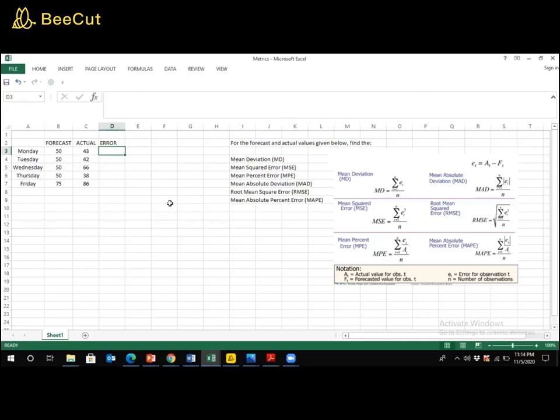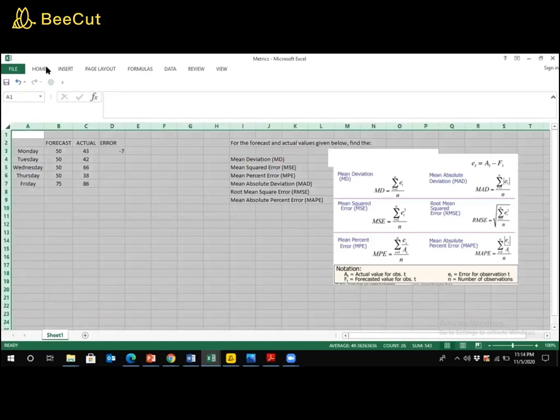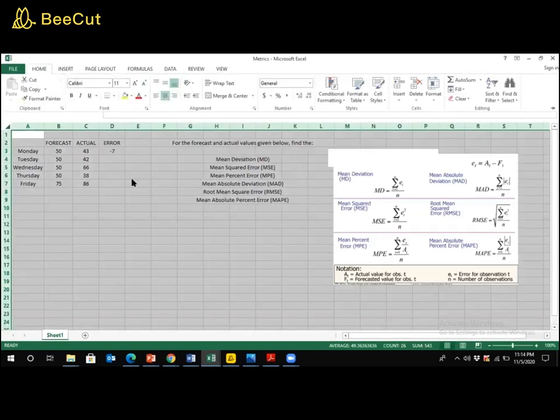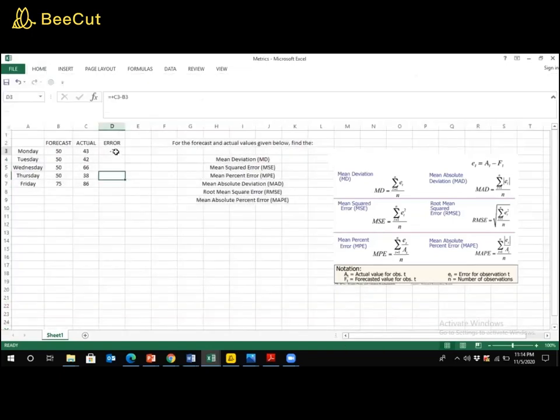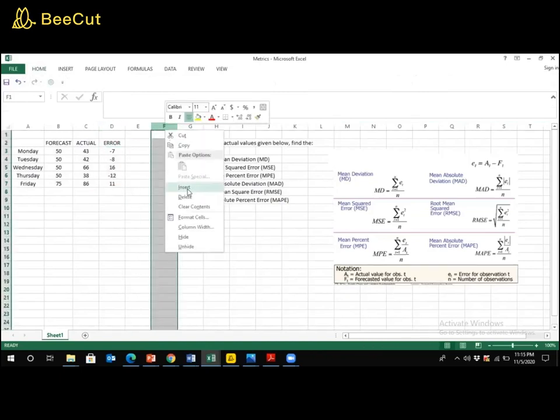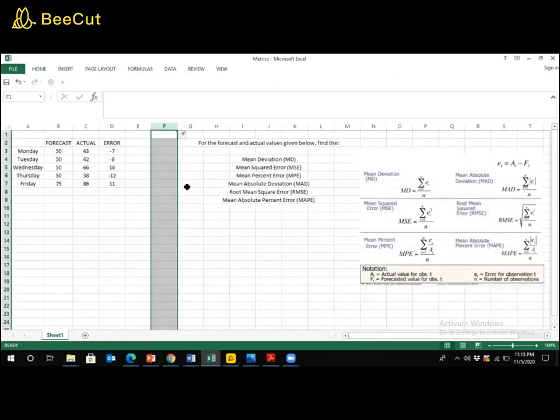So here I'm going to take the actual and subtract it from the forecast. I want to have everything centered, so we'll make it like this. Okay, so I've calculated the error now for Monday, Tuesday, Wednesday, Thursday, and Friday.